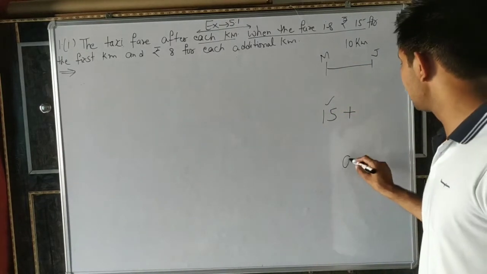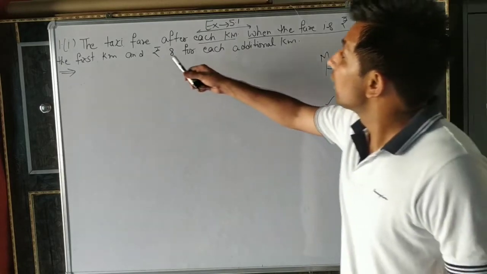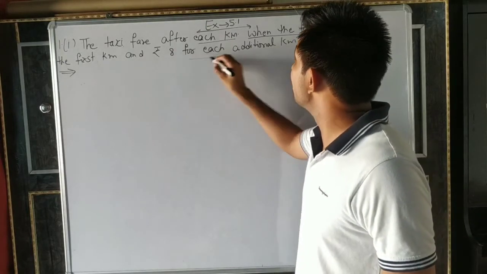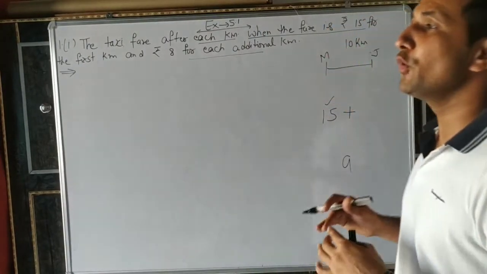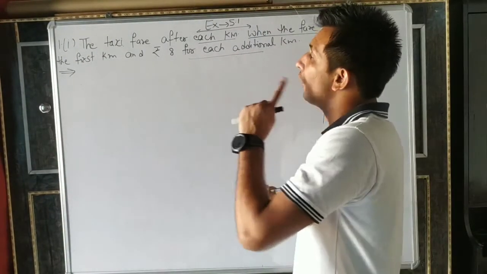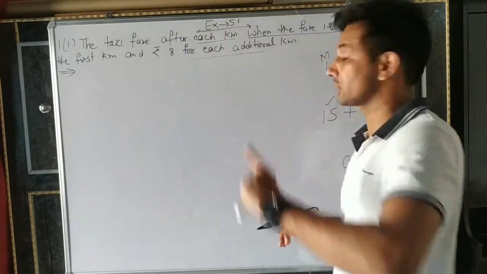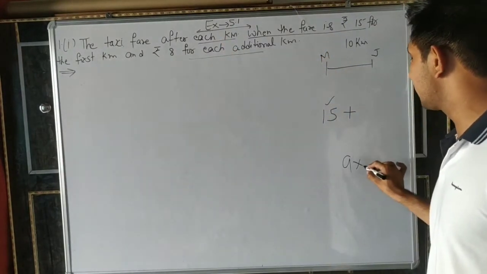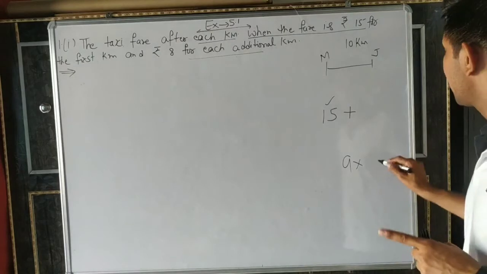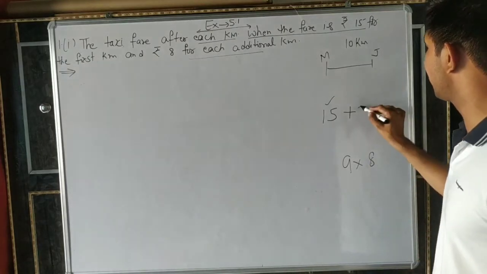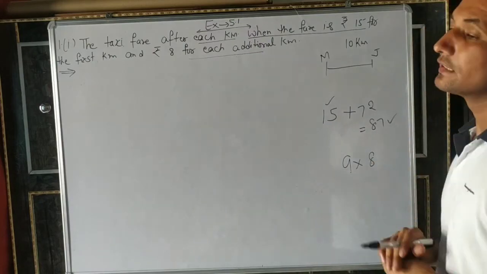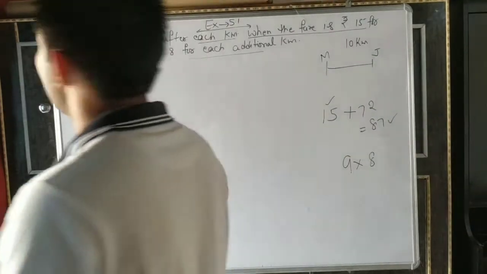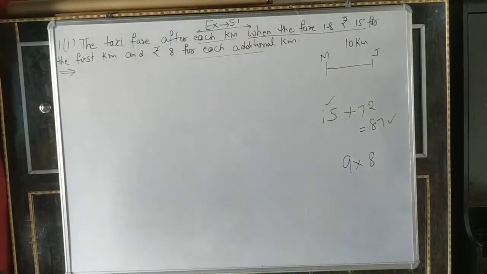So 9 kilometers are left, and it is 8 rupees for each additional kilometer. Additional means extra kilometer. If you go more than 1 kilometer, you will pay 8 rupees for each. So 9 kilometers are left, and for each kilometer 8 rupees. So 9 into 8, 72. So how much total will you pay? 87. So we will check whether it makes an AP or not.